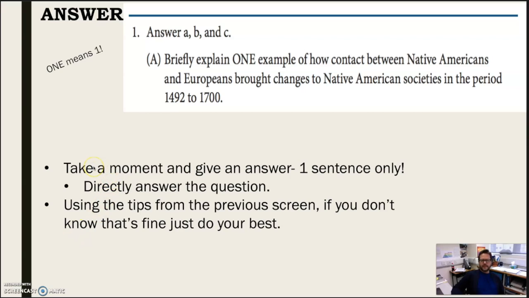All right, so right now I want you to take a moment and write down an answer. You don't have to do the full ACE, just answer the question, 1 sentence only, directly answering the question using the tips from the previous screen. If you don't know, that's fine, just do your best, just take a guess. I'll give you a second here to do that. Or pause, actually, pause it.